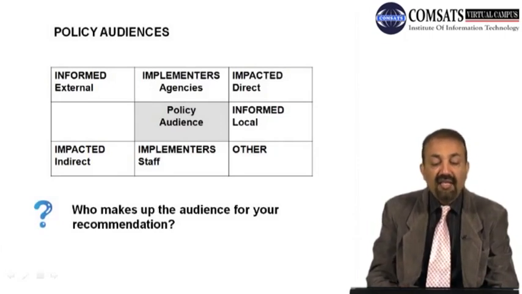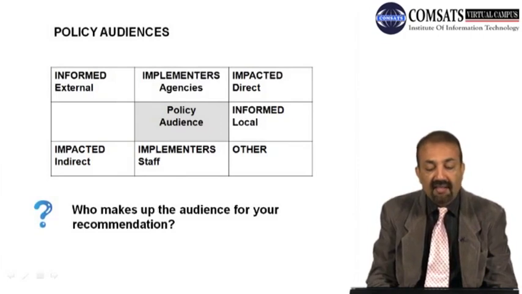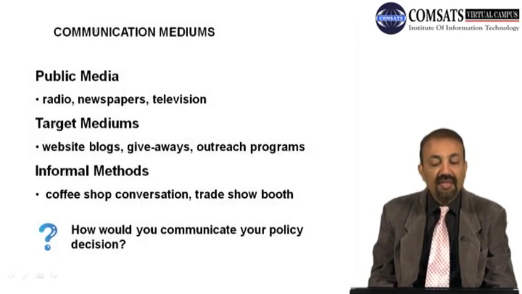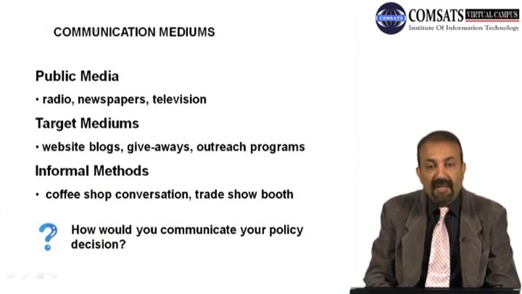Dear students, policy audience would be including your informed external implementer agencies, impacted direct, and at the end of this policy and this particular 9 cell matrix, you also have to talk about the policy audience, informed locals, others, implementer staff, impacted indirect. These will justify your point in this 9 cell matrix, and the coded and shaded cell in the center is your policy audience. Here is also food for thought: who makes up the audience for your recommendations actually?